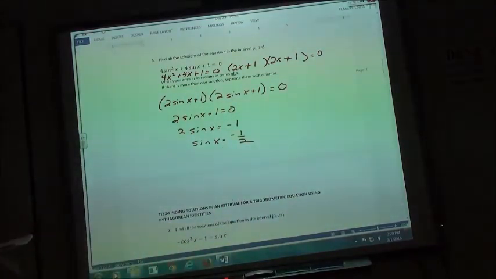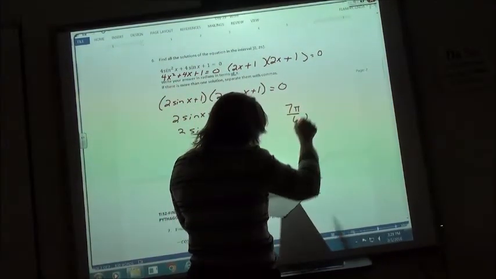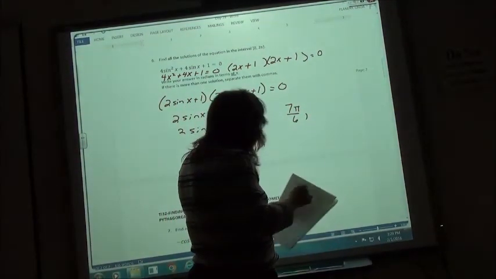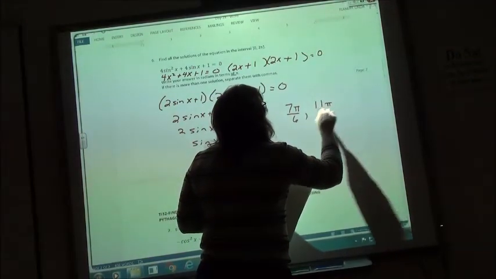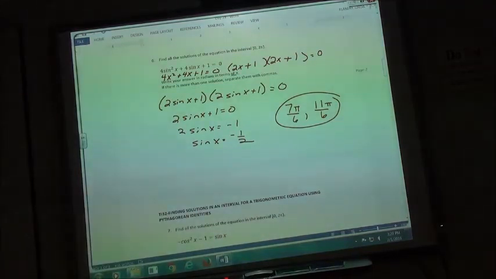And so I'm going to look at my table for where does the sine of x equal negative 1/2. And if I look down my list, I am at 7 pi over 6. And I am at 11 pi over 6. So at 7 pi over 6 and 11 pi over 6, my sine of x equals -1/2.